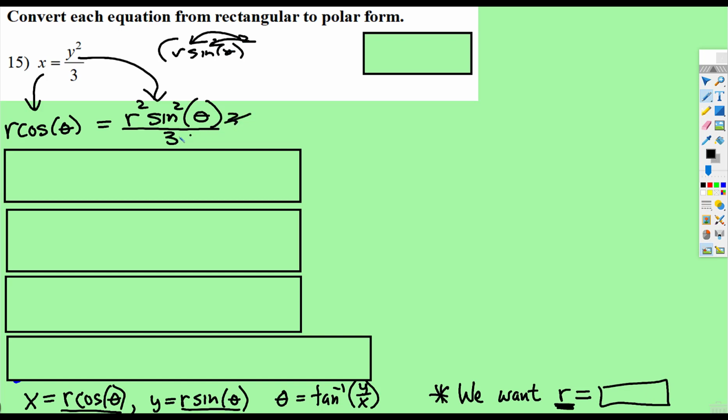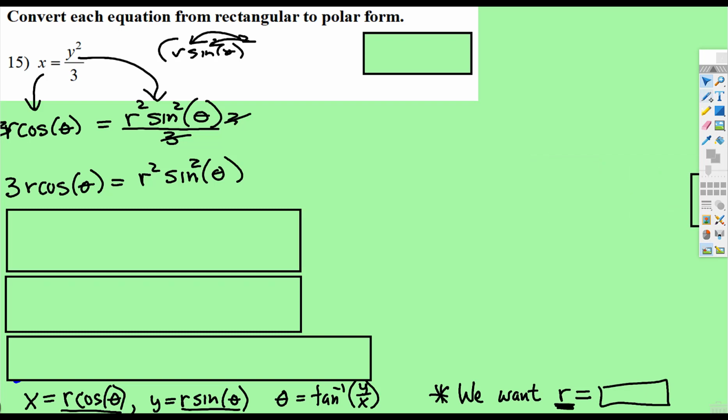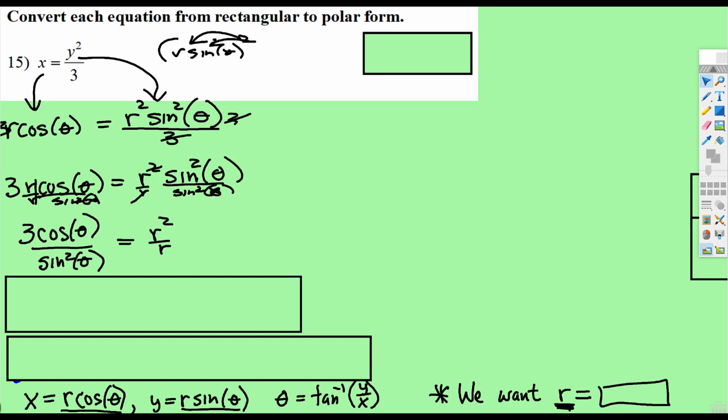Next thing we're going to do is multiply both sides by 3 to get rid of that denominator. Eventually we want to get the r by itself. Well, this side has an r, this side has an r squared, so I'm going to divide both sides by r. And then that will cancel, and that will cancel. That also will mean I'll need to divide both sides by sine squared, and then that will give us the r by itself. So we divide both sides by sine squared. When we divide both sides by r, this r cancels and that r cancels, giving us r.